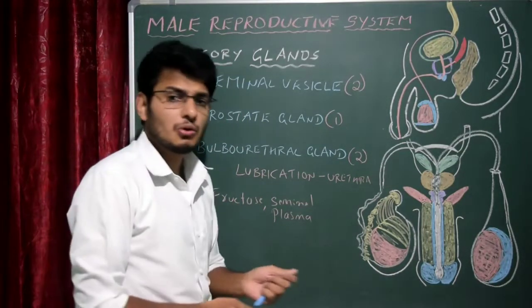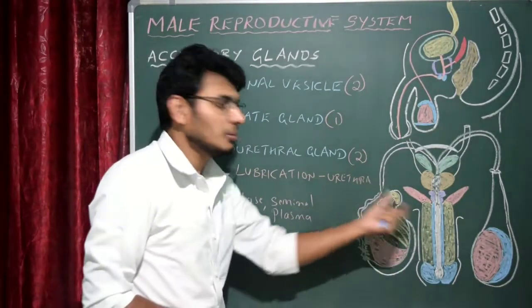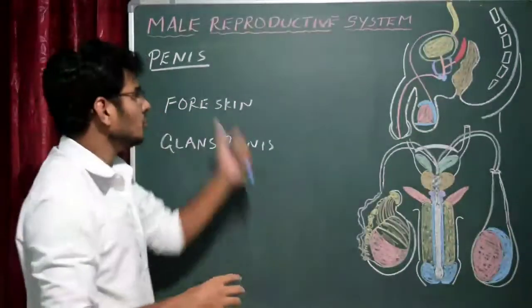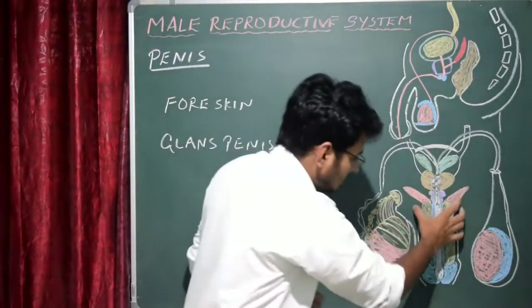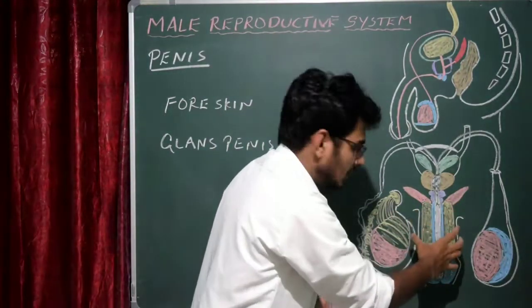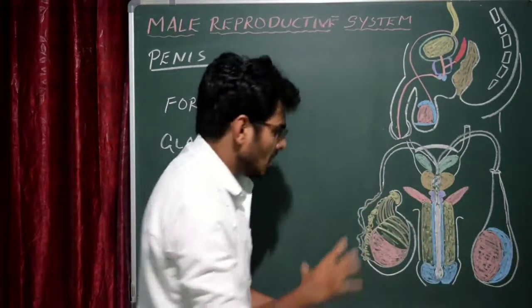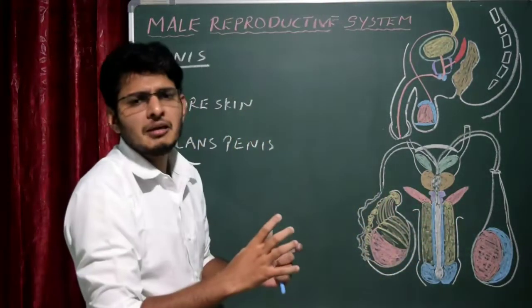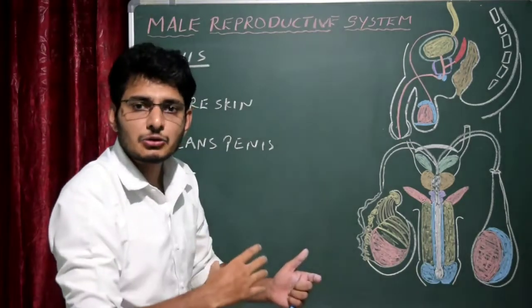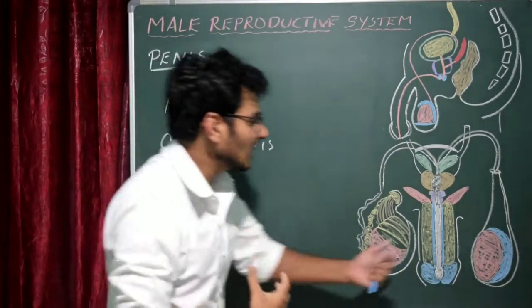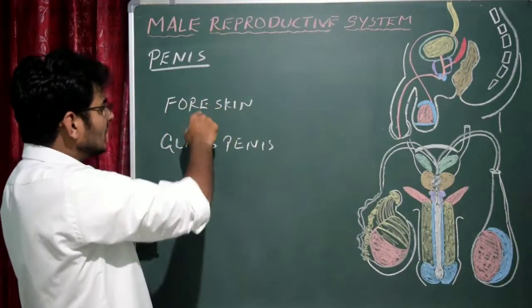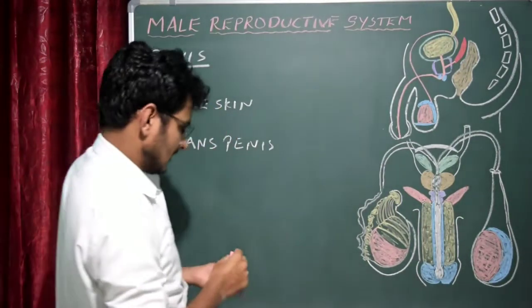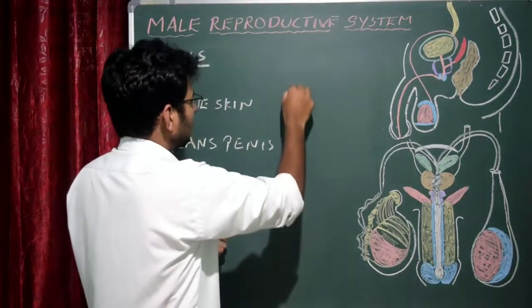Now let us talk about the external genitalia, that is the penis. So now we'll learn about the external genitalia, that is called the penis. So here this is actually the penis or external genitalia of the male reproductive system. This plays a very important role in sexual intercourse where insemination is done by this penis. See here I have written foreskin and glans penis. Let us see what is exactly that. So I am going to draw the diagram of the penis here.